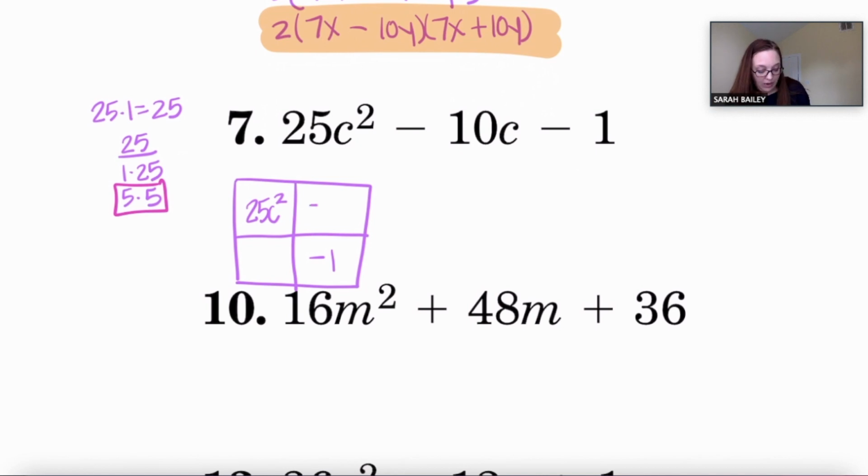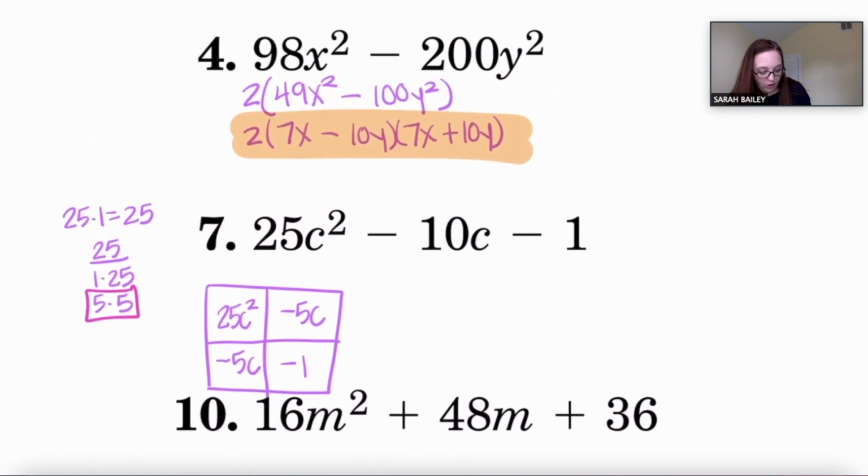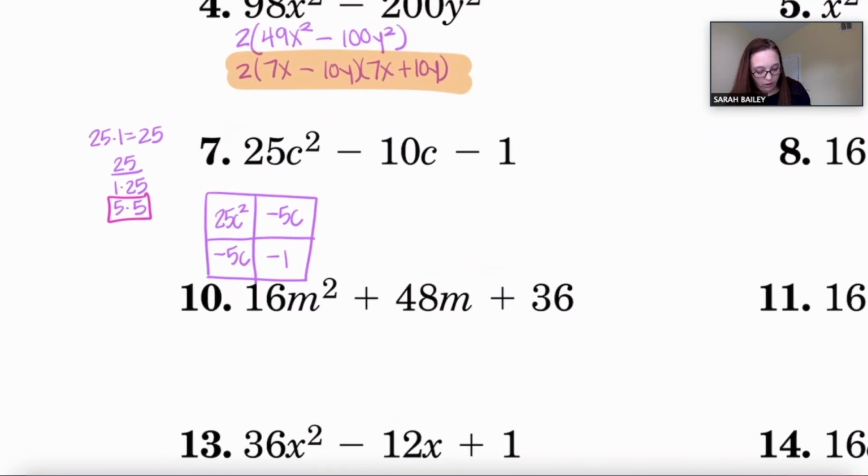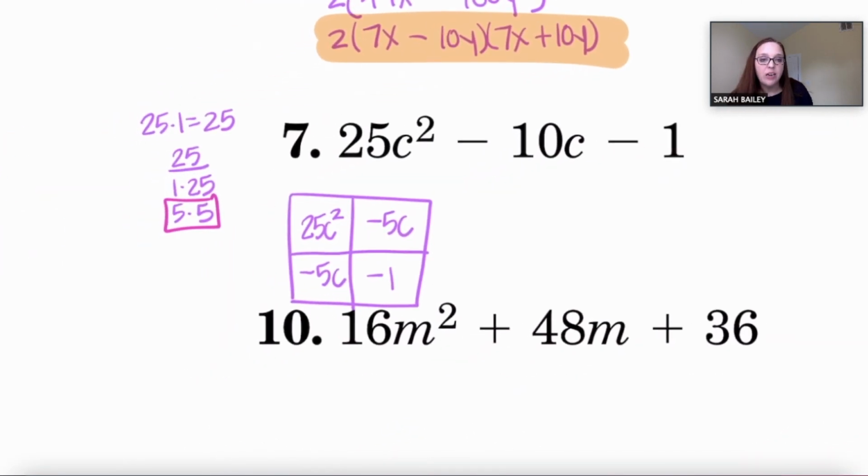So that would be negative 5c and a negative 5c. Now let's pause here. Negative 5 plus negative 5 is negative 10. But when I do a negative times a negative, do I get a negative here? No. If I do negative times a negative, I'm going to end up with a positive. So this is actually going to end up being prime.